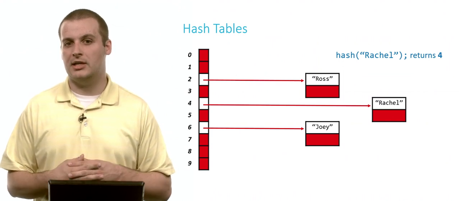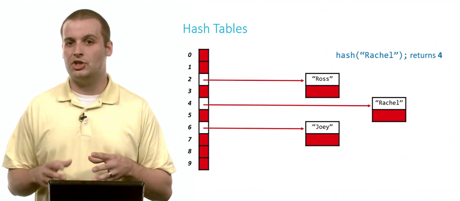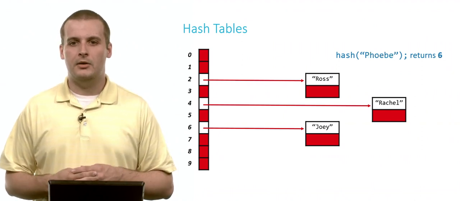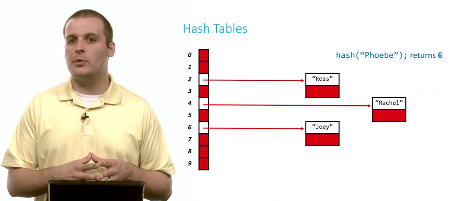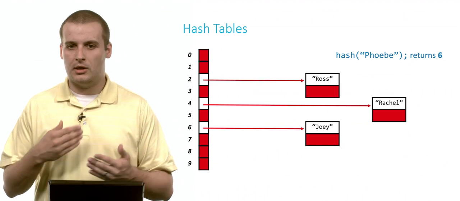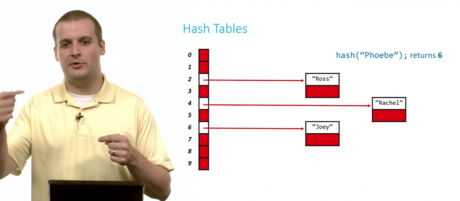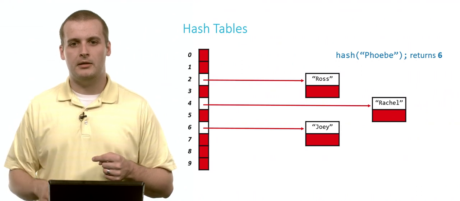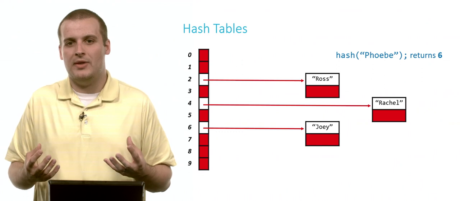OK, but what happens if we have a collision? Let's see how we handle collisions using the separate chaining method. Let's hash Phoebe, and we get the hash code 6. In our previous example, where we were just storing the strings in the array, this was a problem. We don't want to clobber Joey, and we've already seen that we can get some clustering problems if we try and step through and probe. But what if we just kind of treat this the same way, right? It's just like adding an element to the head of a linked list.